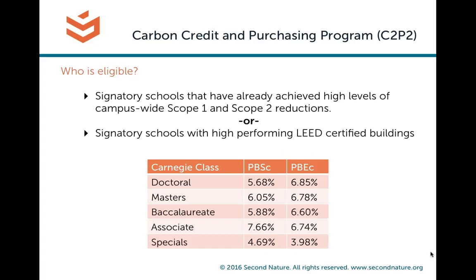So finally, many of you have probably at least heard of this program, but one way that schools in the Climate Leadership Network are currently developing and selling credits is through Second Nature's Carbon Credit and Purchasing Program, or C2P2. This option uses an energy-based methodology through the Verified Carbon Standard. It's a potential option for schools that have already achieved high levels of emissions reductions in Scope 1 and Scope 2 emissions in recent years. It's also possible for schools that have a high-performing LEED certified building on campus.